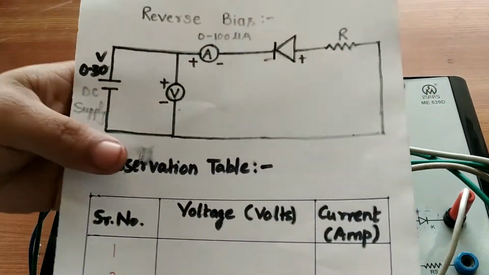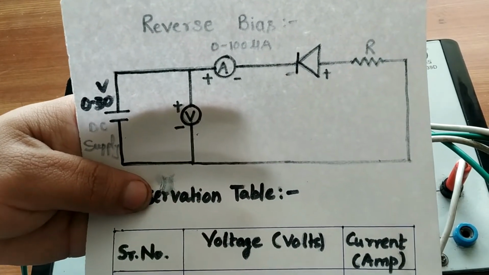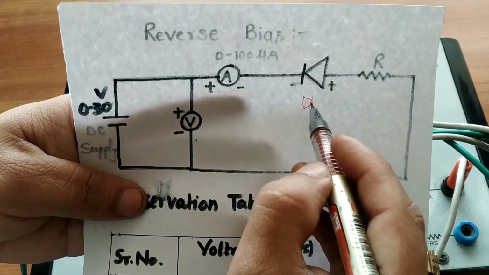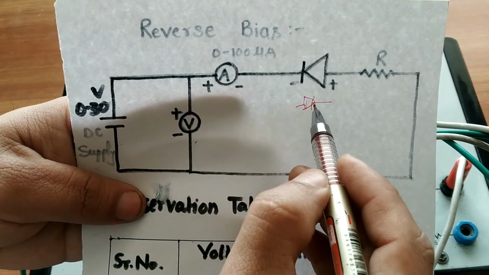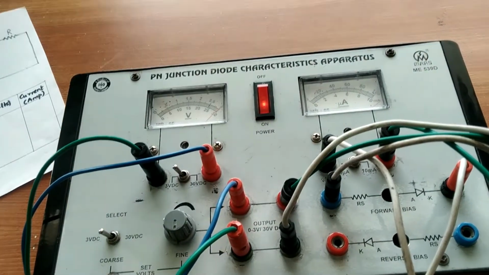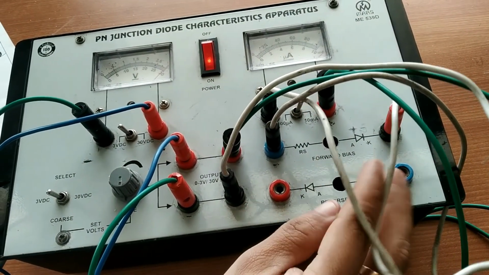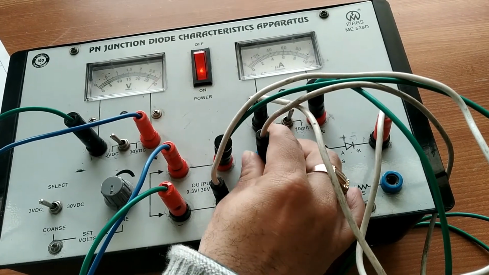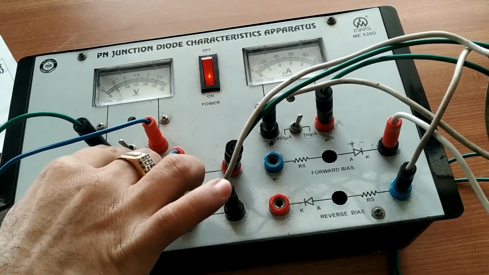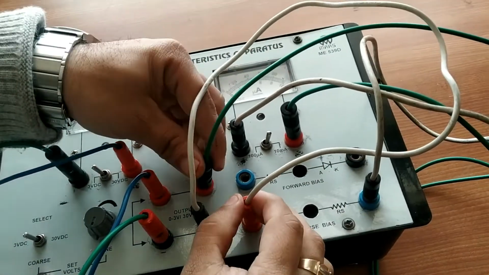In reverse bias condition, you only have to change the terminals of the diode. The positive which was being connected here, in forward bias we had a circuit like this. Now, instead of this, we have just rotated the diode position. You can see on the kit also that for the reverse bias condition we have something like this. So we are going to connect this part and this part here. Okay.